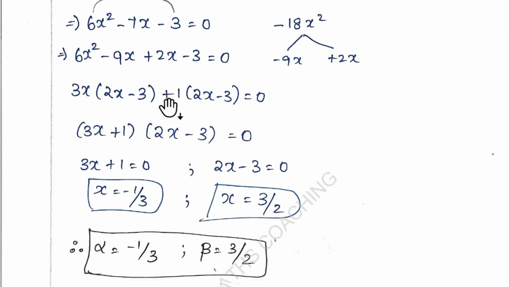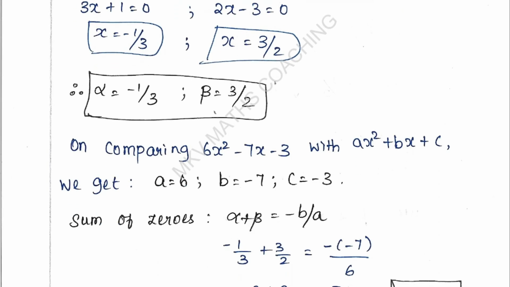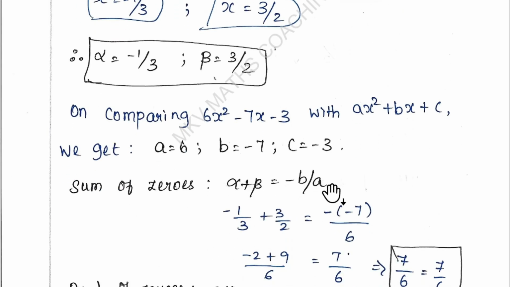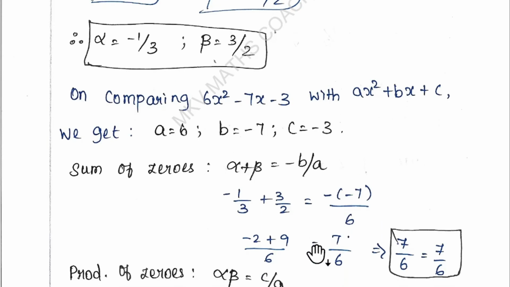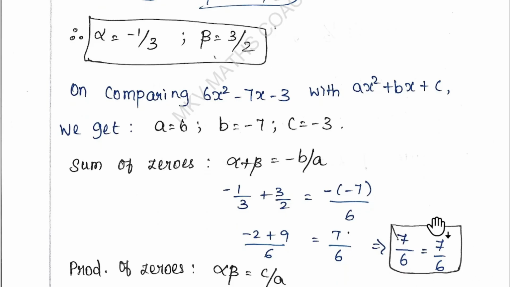Now substitute in the sum of zeros formula. Alpha plus beta equals minus b by a. So minus 1 by 3 plus 3 by 2 are the alpha beta values. And minus b by a, the minus we already have in the formula. B value is also minus 7. So just substitute it. You will be getting 7 by 6 equal to 7 by 6. Just take your note and substitute it and practice for yourself. Just pause the video and do it by yourself.